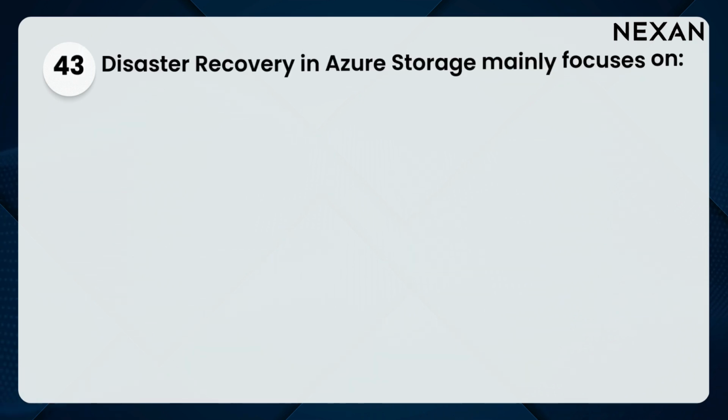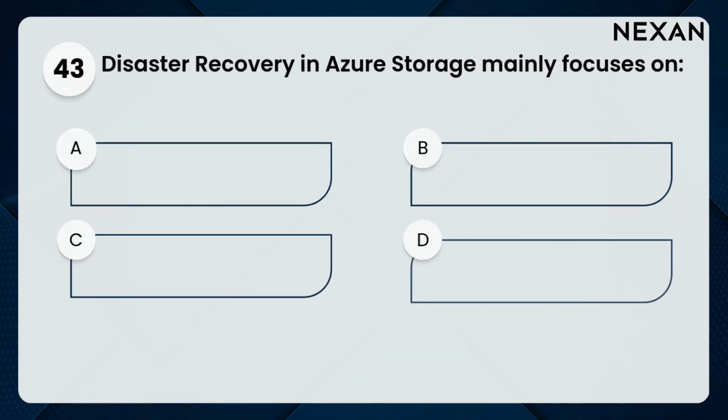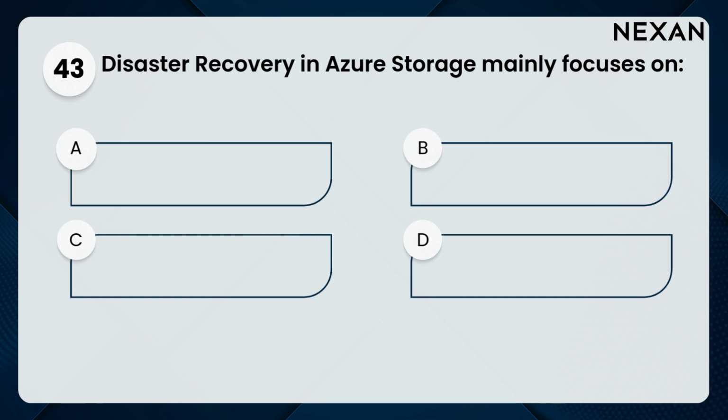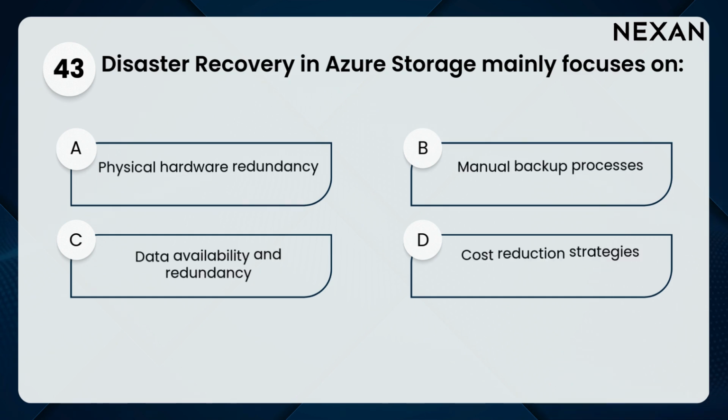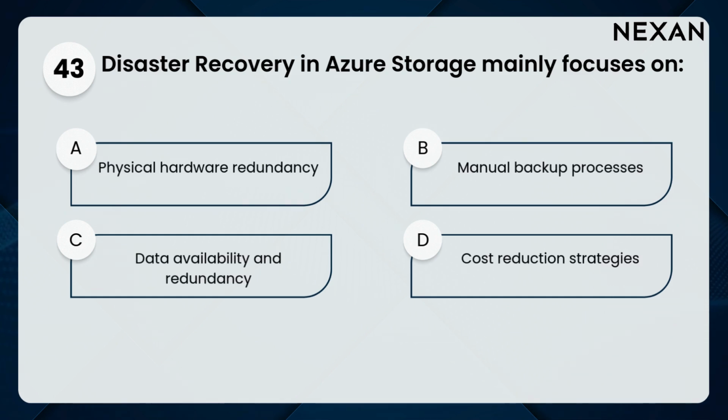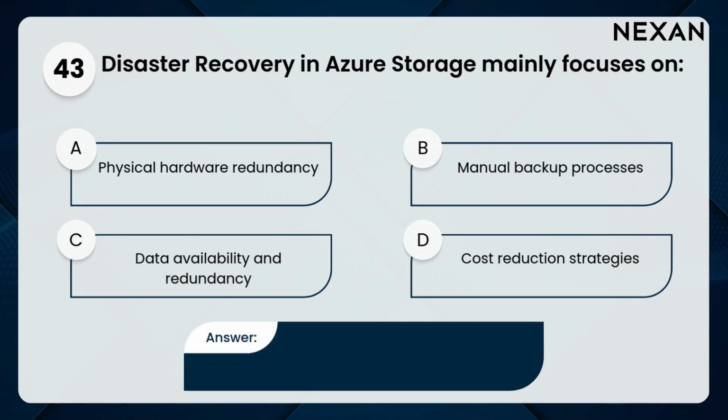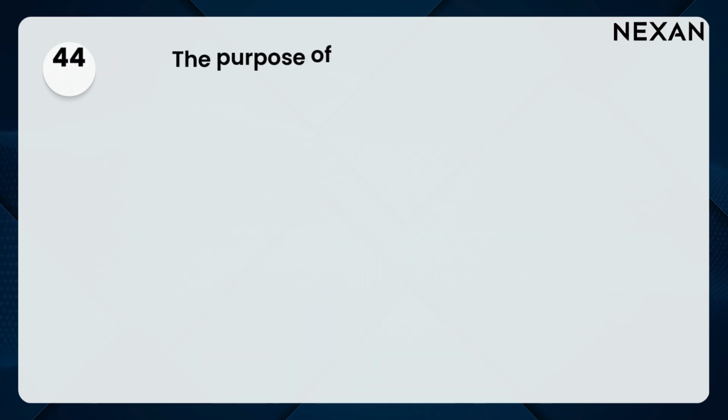43. Disaster recovery in Azure Storage mainly focuses on A. Physical hardware redundancy, B. Manual backup processes, C. Data availability and redundancy, D. Cost reduction strategies. Answer: C. Data availability and redundancy.